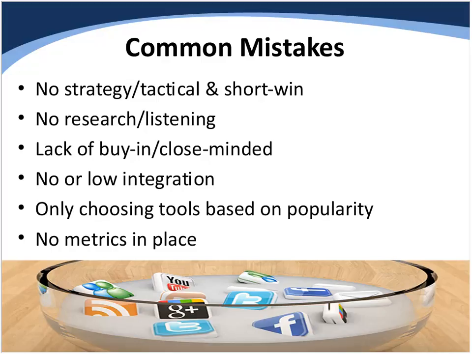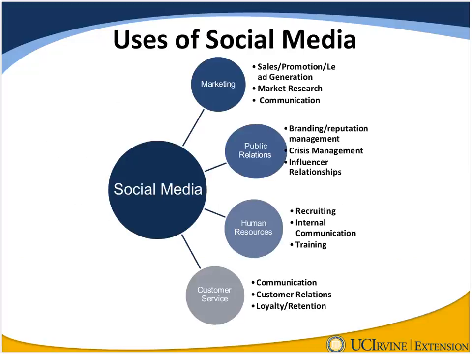Another mistake is only choosing tools based on popularity. A good example of this is the diagram I just showed you, because companies are missing out on the true potential of the social web. They're really missing out on all these other opportunities, and a lot of companies are just saying, look, Facebook is the big one. We're going to go towards Facebook. That's all we're going to be doing, or this is going to be our main focus. But look at all the other categories and opportunities they're missing out on where they can engage with their customers, their client base and consumers.